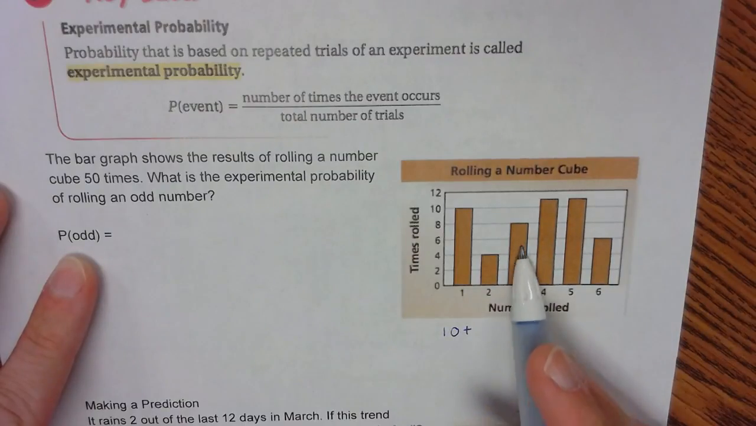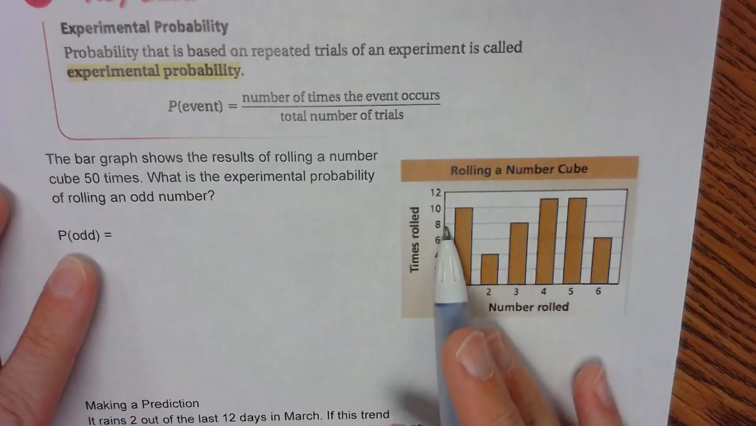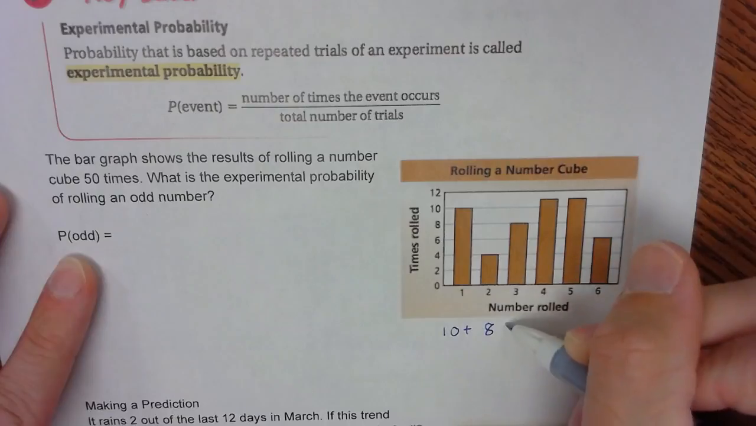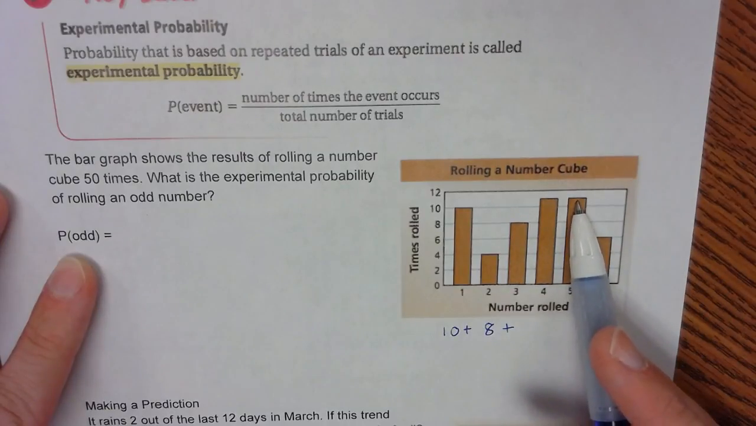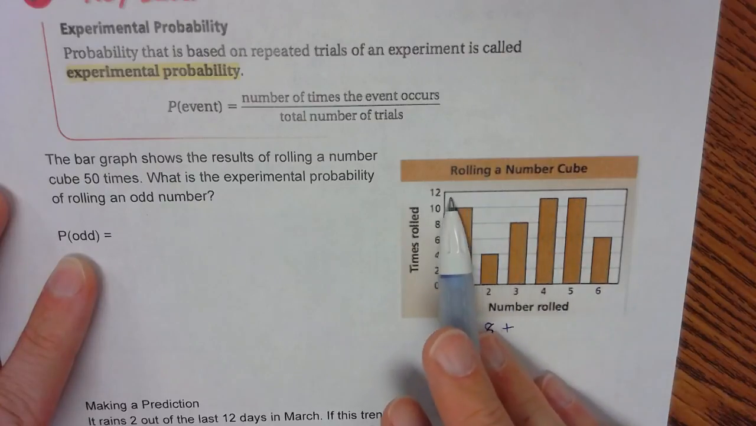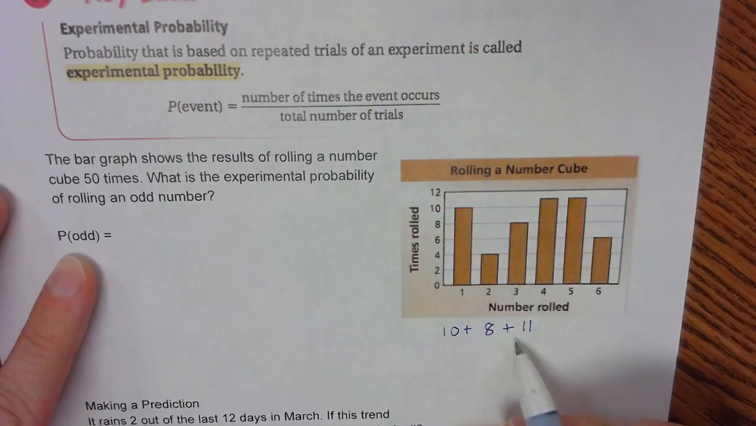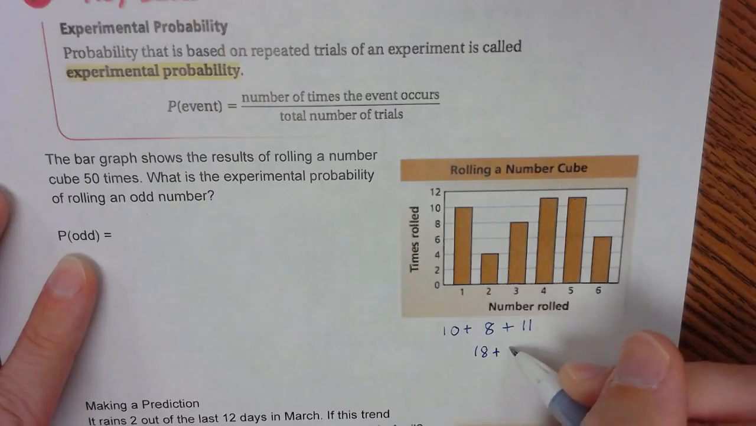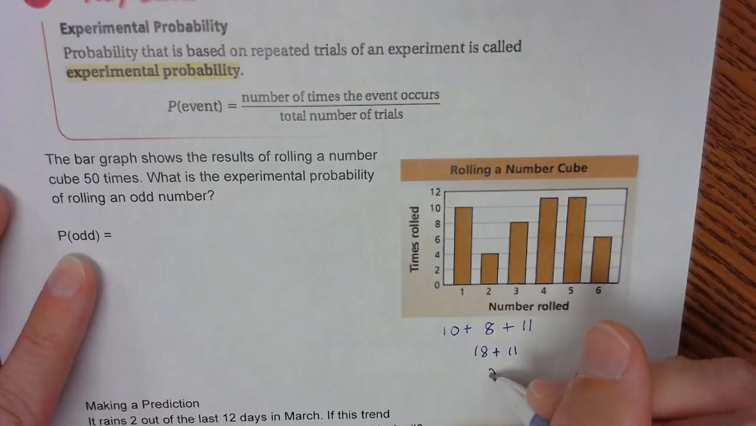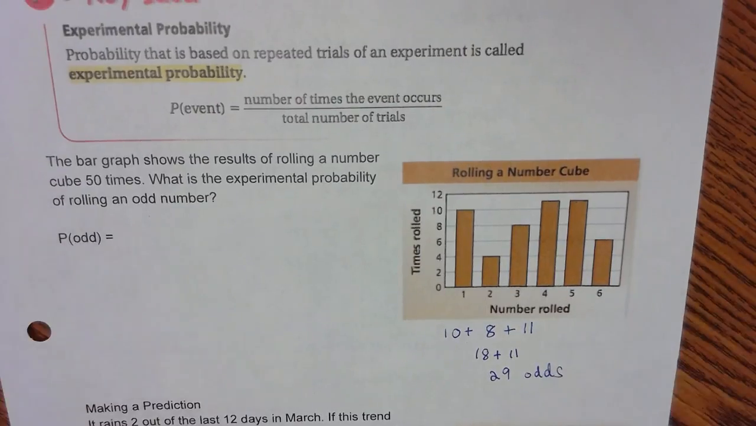3 was rolled 8 times. If you notice, I'm just using these lines, and it was rolled 8 times. And number 5, if you see here, is in the middle of 10 and 12, so that means it was rolled 11 times. If I add these three up, 10 plus 8 equals 18. 18 plus 11 is 29. So 29 odds were rolled.